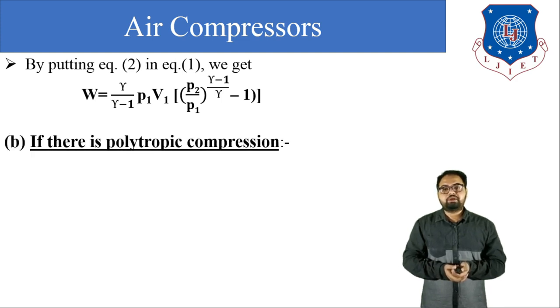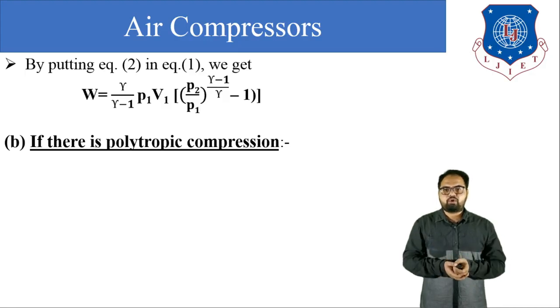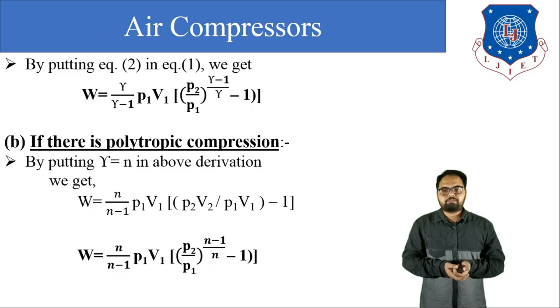So this is the work done during the adiabatic process in case of compression without clearance. If there is polytropic compression, we all know that in the adiabatic process there is gamma. If we replace that gamma by the polytropic index n, we get all the equations for the polytropic process. So the equation for the polytropic process will be W is equal to n divided by n minus 1 P1 V1 in bracket P2 V2 divided by P1 V1 minus 1. So the final equation will be n divided by n minus 1 P1 V1 in bracket P2 by P1 raised to n minus 1 upon n, minus 1. This is the equation for polytropic compression.